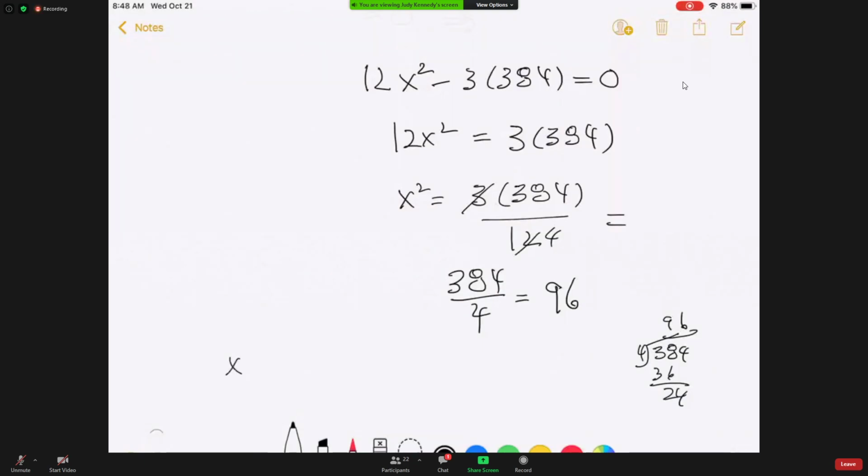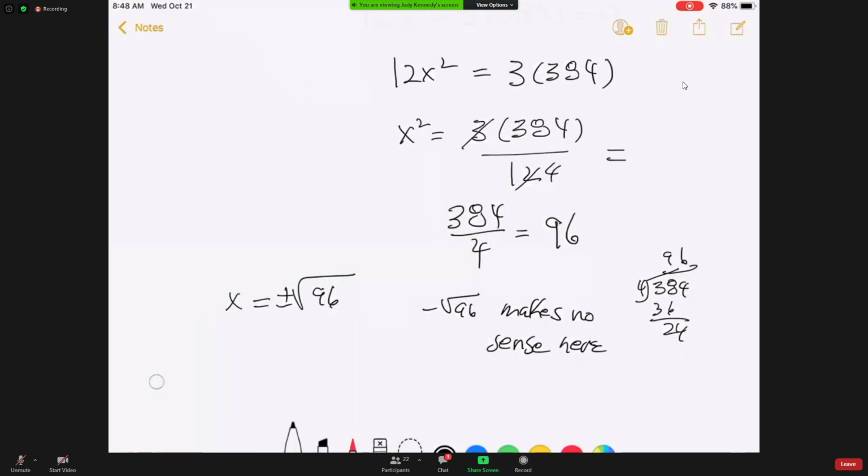So if that's the case, x should be the square root. Well, normally it'd be plus or minus the square root of 96. But the minus makes no sense here. Not in this problem. So we throw it out. And so x has to be the square root of 96.